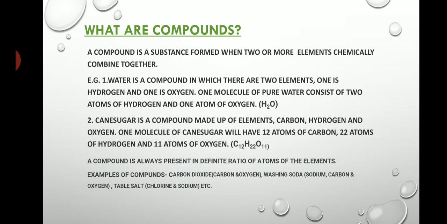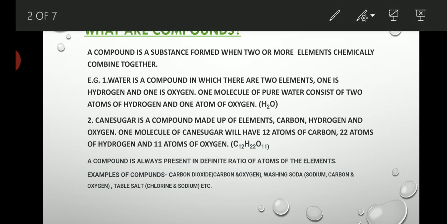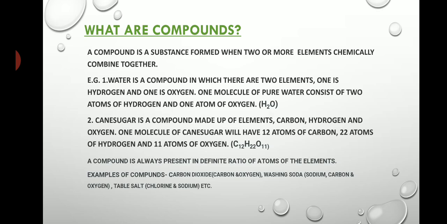Examples of compounds are carbon dioxide. In this there are two elements, carbon and oxygen. Washing soda is another compound in which there are three elements: sodium, carbon and oxygen. Table salt is another compound in which there are two elements, chlorine and sodium. So a compound is always made up of two or more elements which are chemically combined together.